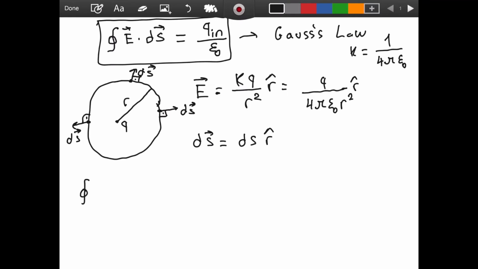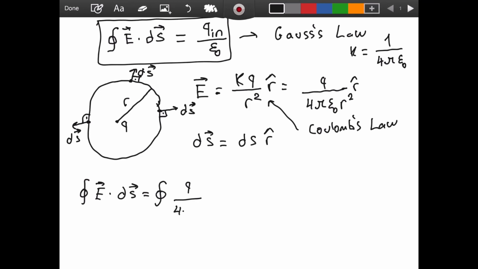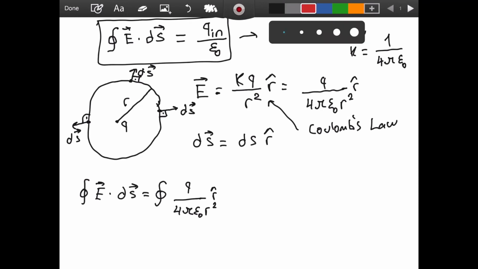So we have the closed surface integral, and now I am making our substitution for E. Maybe let me write it one more time and then I will make the substitutions. Alright, now I am making the substitution for E. We have, as we derived here using Coulomb's law, by the way, this came from Coulomb's law: Q divided by 4 pi epsilon naught r squared r hat.